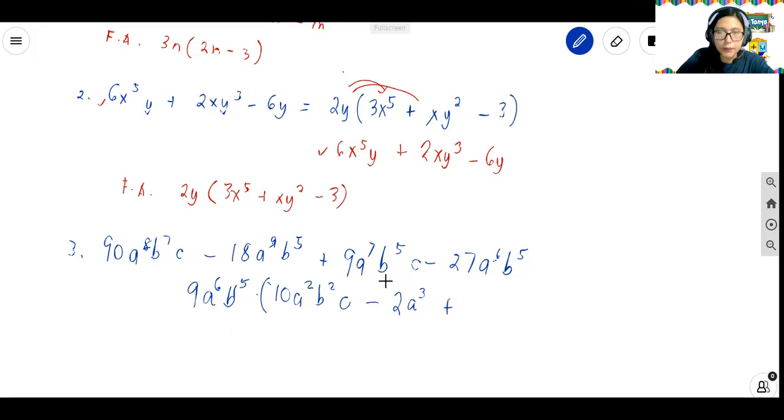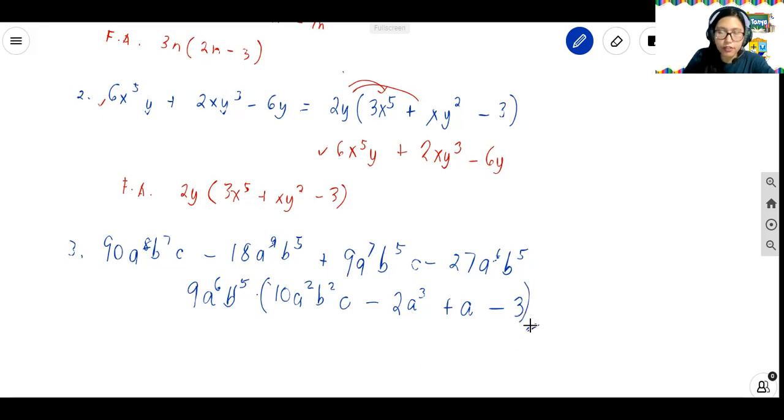So 9 divided by 9 is 1. A to the 7th and A to the 6th, that is A to the first power. I will not write 1 anymore. Then B to the 5th and B to the 5th, it cancels. Okay. Minus 27 divided by 9, that is 3. A to the 6 and A to the 6 cancels. B to the 5th and B to the 5th cancels. So what we just have is just 3.